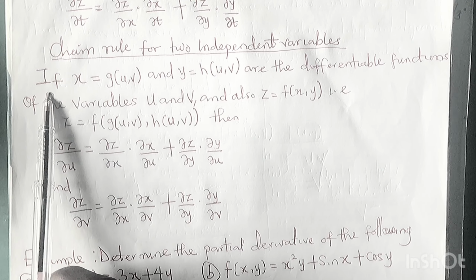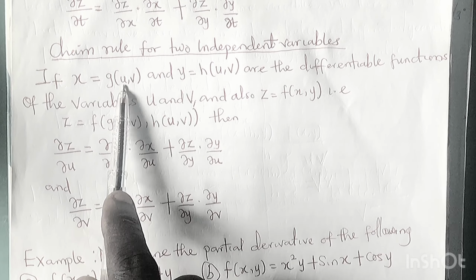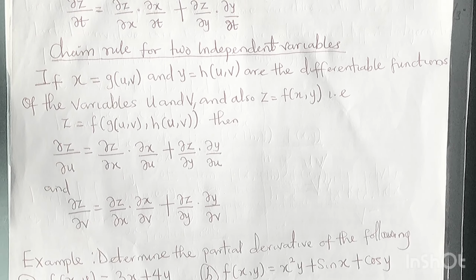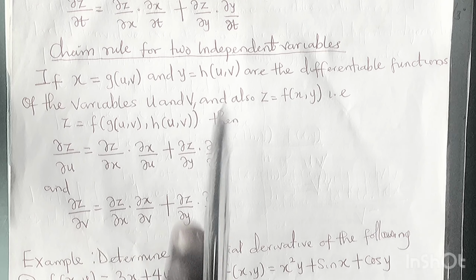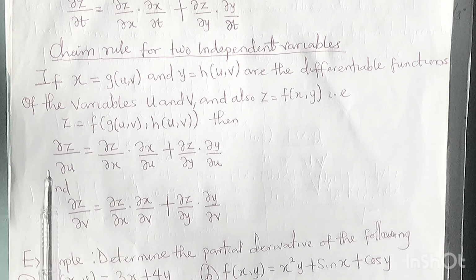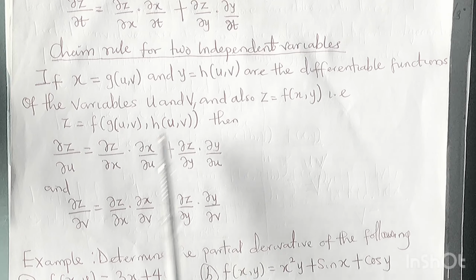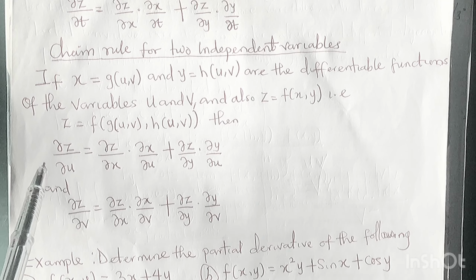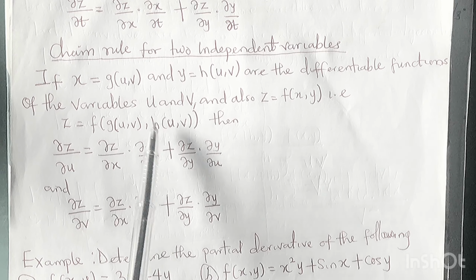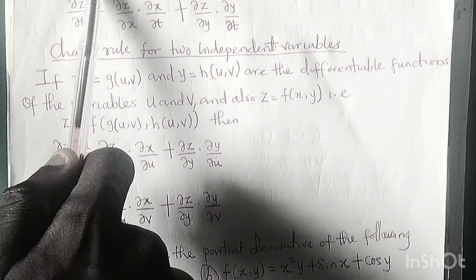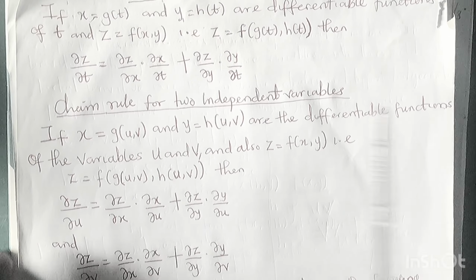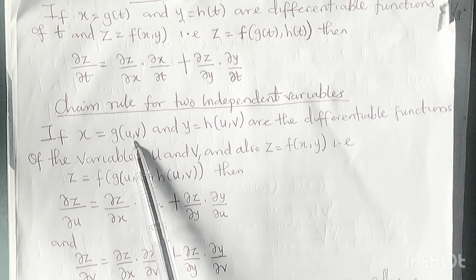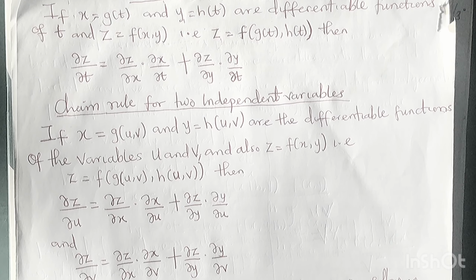Look at this. We said if x now is equal to g of u, v, where your u is differentiable and your v is also differentiable. So this is a different case now. Then they say y is equal to h of u and v, which are differentiable functions of the variables u and v. You can see that for the first one we did, it is with respect to only one variable. But here now, it is with respect to two variables. Now, how does that apply?